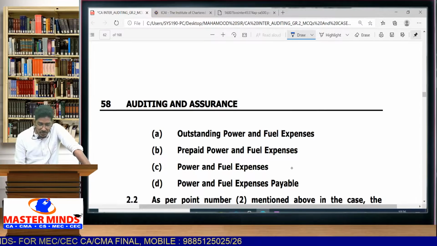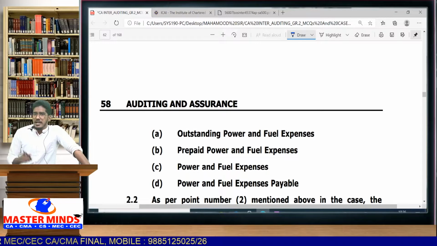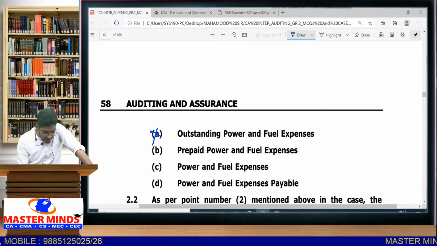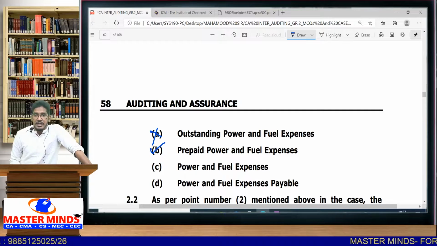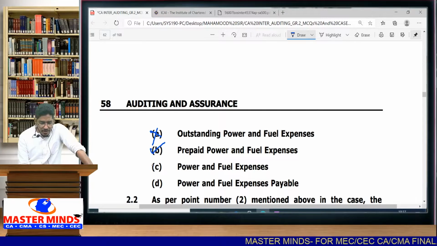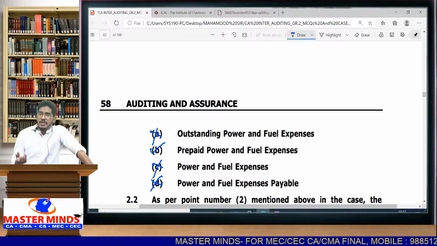Are they required to be shown as outstanding power and fuel expenses? Definitely not. They are prepaid. So this is wrong. They have to be shown as prepaid power and fuel expenses. Yes, you have prepaid, right? You have to show it as prepaid power and fuel expenses as an asset. Very good. B option is correct. Will you show directly as power and fuel expenses? No. Will you show it as power and fuel expenses payable? No, it has already been prepaid.